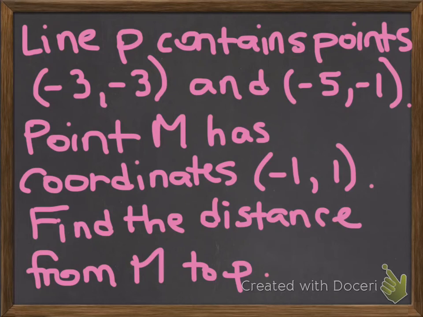Now we're going to do distance from a point to a line. So we need to follow the steps, and these steps are listed on page 217. Actually, this particular problem is listed with the steps on page 217, yes. So, first thing we need to do is find the equation for the line, which is line P. So we have (-3, -3) and (-5, -1).